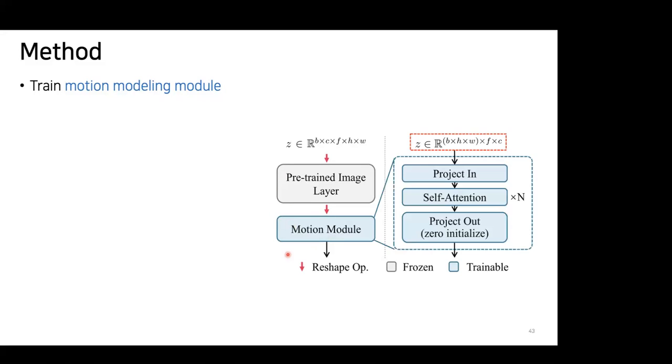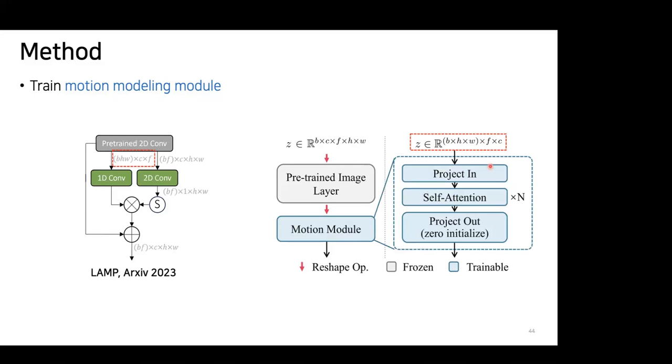So one approach they propose is this motion module here, which is built upon this pre-trained image layer. And it's just simple self-attention where the input is reshaped into this form here: batch times height times width times frame times channel. So as you can remember, this shape is quite similar to the shape before feeding into this 1D convolution here, right? Only the places of the channel and frame are different, and other things are the same as this shape.